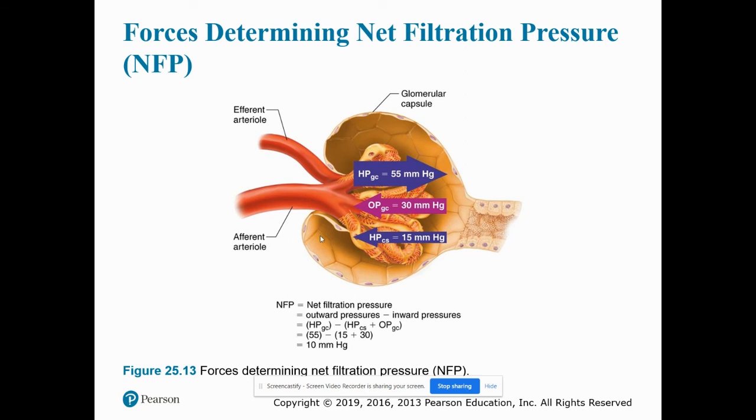So all this is showing is that we have the outward pressure of 55, the opposing pressure of 45. So the net filtration pressure is going to be 10.